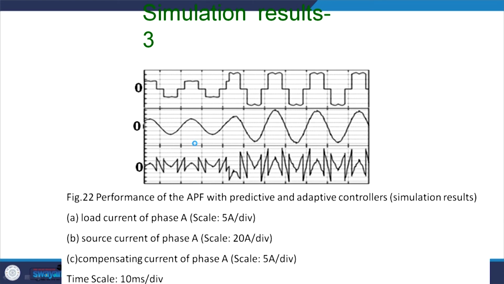performance of this adaptive and predictive controller, both are working together, and thus you can expect the faster action. So, this is the performance of the predictive algorithm controller, and thus you can see that a load change has occurred. So, almost within one cycle this has reached the steady state value.